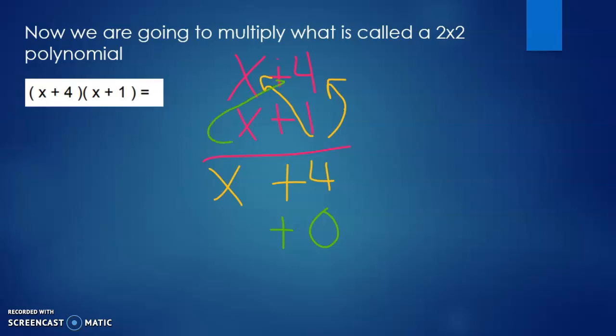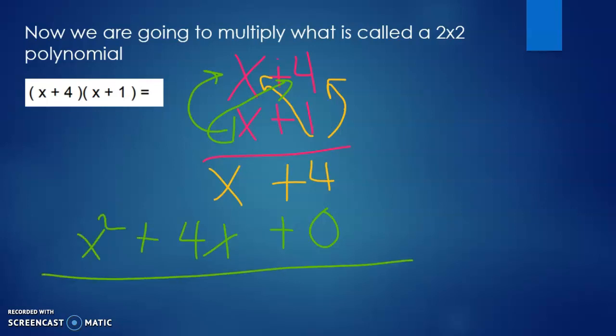Then I'm going to do x times 4, which is 4x, because there's a 1 coefficient for that x. And then I'm going to do x times x, which is going to be x squared. And then I'm going to add it up. And my final answer will be plus 4 when I do plus 4 and add a 0. And then 1x and 4x is positive 5x. And then this is x squared.